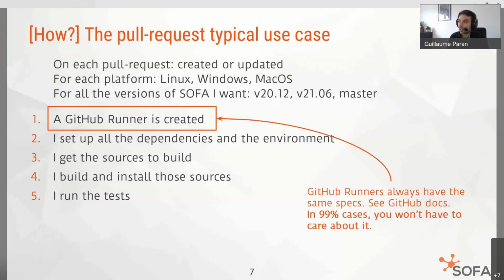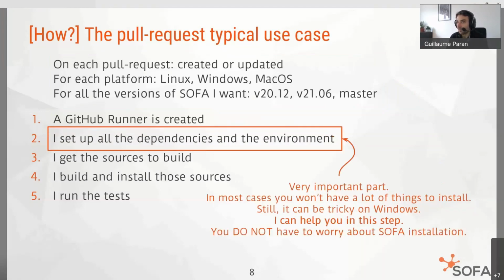Then a GitHub runner is created, which is basically a virtual machine hosted by GitHub. In most cases, you won't have to care about that. This is a big step: I want to set up all the dependencies and the environment for my plugin to be built. In most cases, you don't have to install a lot of things, but still you always have something to do before the build starts. There are some tools and packages that are always installed by default once you have a GitHub runner.